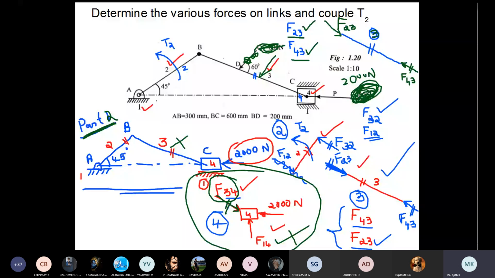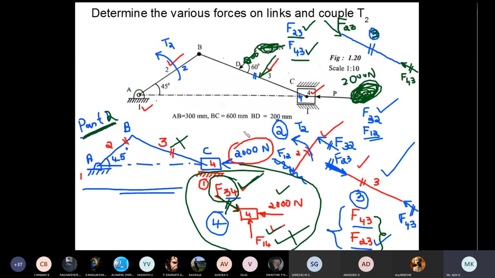So you have to consider a link in which there are 3 forces. Link number 2 has 2 forces and a torque, so I'm not considering that one. Link number 3 has only 2 forces, so even that is ruled out. But link number 4 has 3 forces, 2000, F34 and F14. Since I have 3 forces, I can construct one polygon using these 3 forces. So first I will construct one force polygon for link number 4.